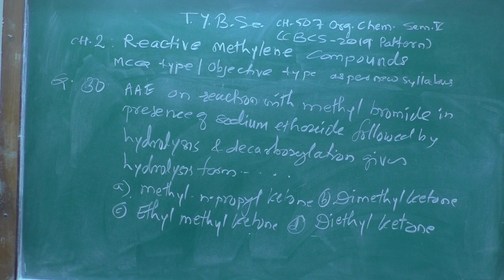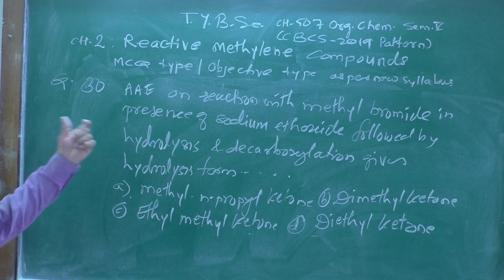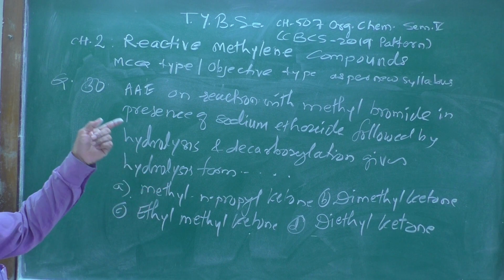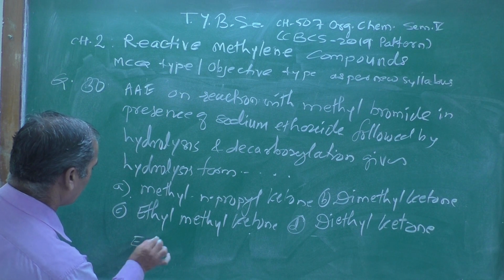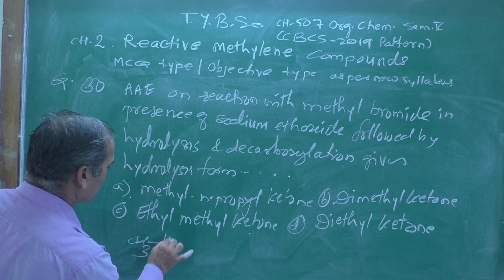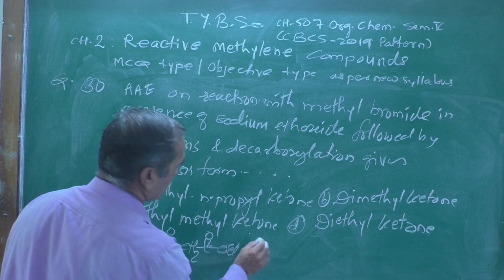Read the question carefully. Here the abbreviation I have used is AAE, acetoacetic ester. On reaction with methyl bromide in presence of sodium ethoxide, followed by hydrolysis and decarboxylation, it gives which of the following? Now as we know, the first one is ethyl acetoacetate. Let me draw here CH3 C double bond O, then CH2 C double bond O, OEt.